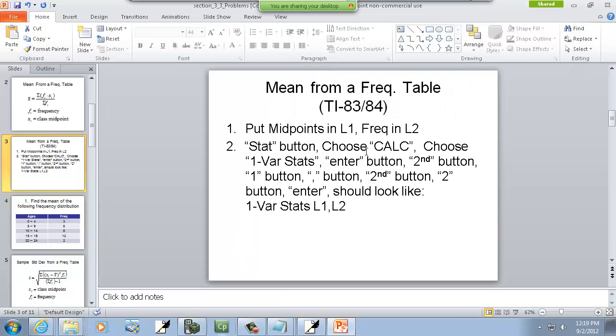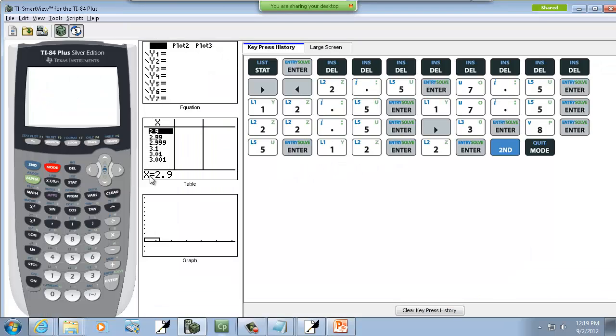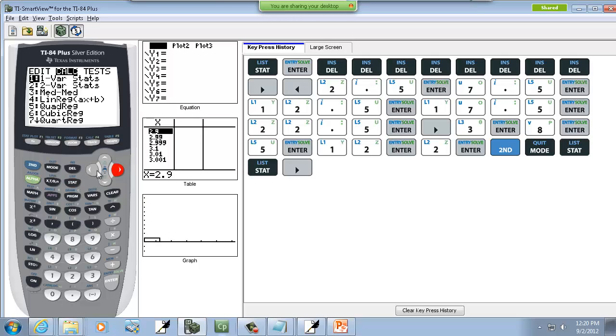Then it says do stat button, choose calc, choose one of our stats, and well, you can read those. So I'll press stat. Okay, my calc is just going real slow. Okay, press my stat button, press right arrow to calc. We want to choose one of our stats, so press enter on it. And we want to put in L1, comma L2.